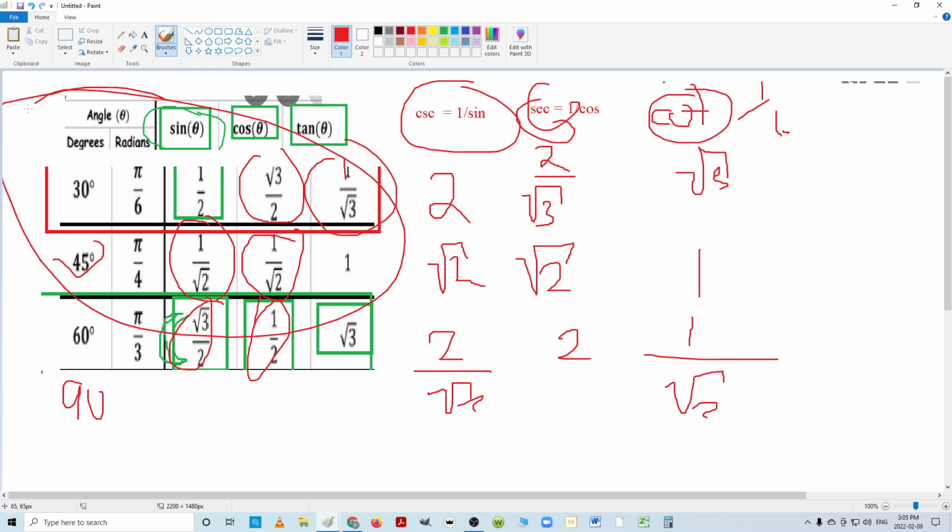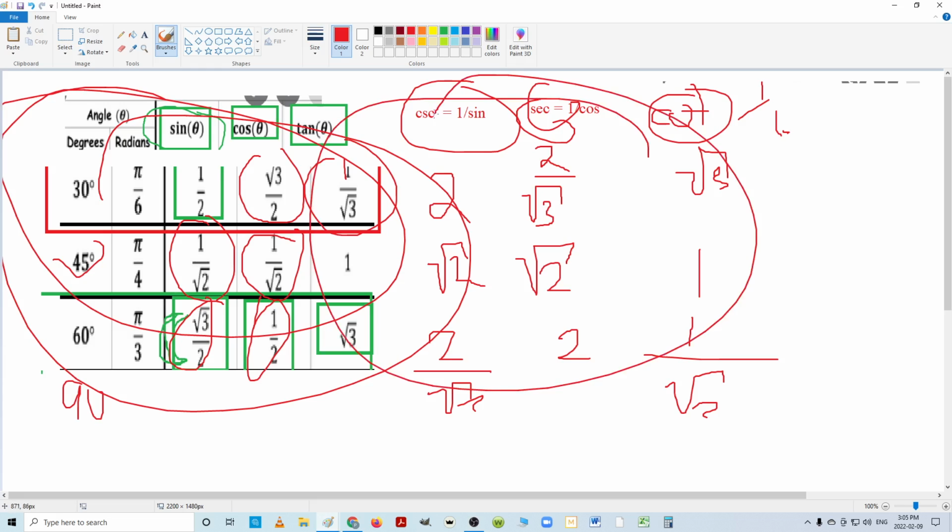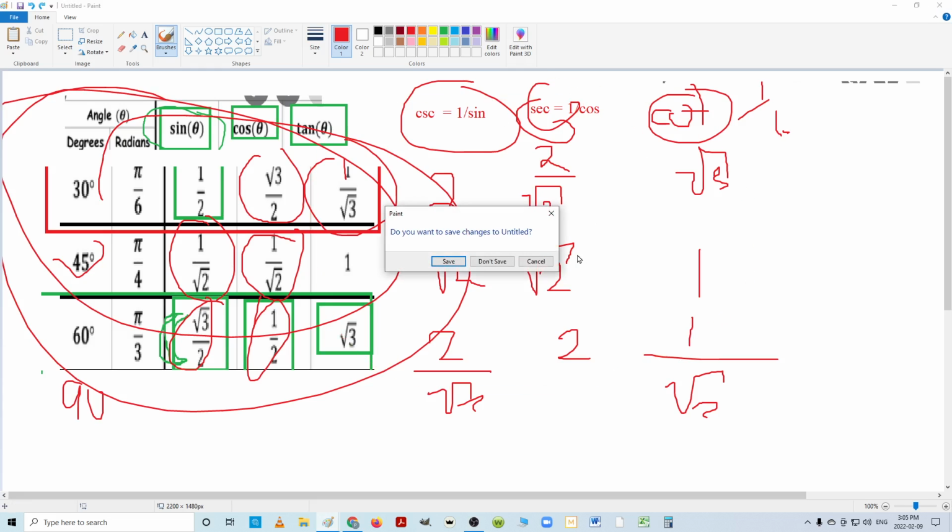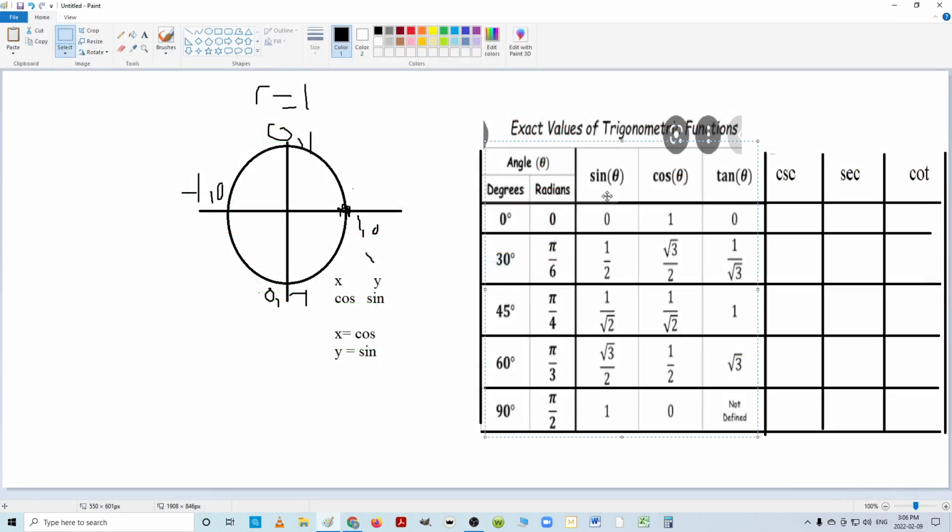And boom, by knowing your basic triangles, you will now know secant and cosecant. Very, very handy. Learn your 3 triangles. Once you learn them, you can reconstruct this exact table, and then we also can fill out all of these if we need to. Now, what about here and here?